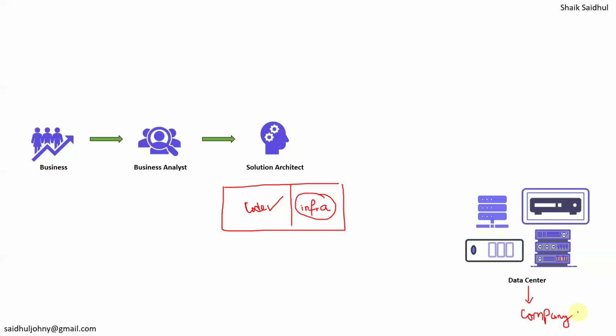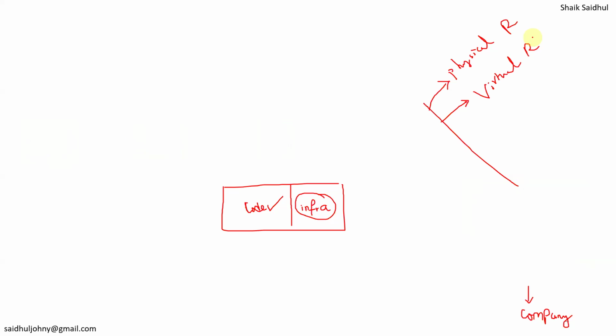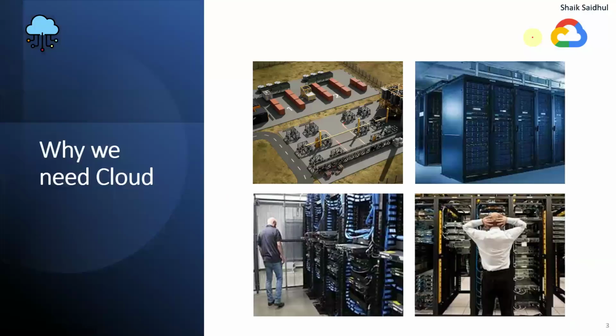In the data center, you will have two types of resources. One is physical resources, and one more is virtual resources. A data center is a collection of physical resources and virtual resources, and the resources are properly organized in a rack and stack mechanism. You will be able to see here, this is called a rack and stack.